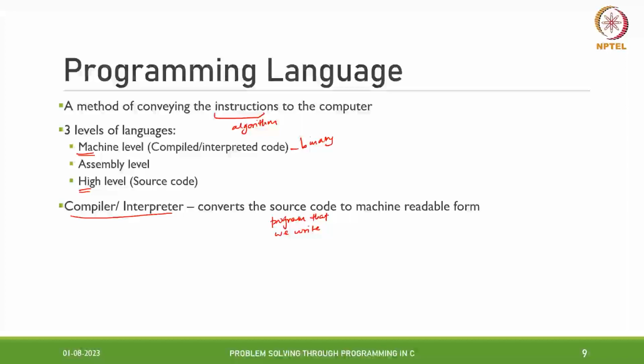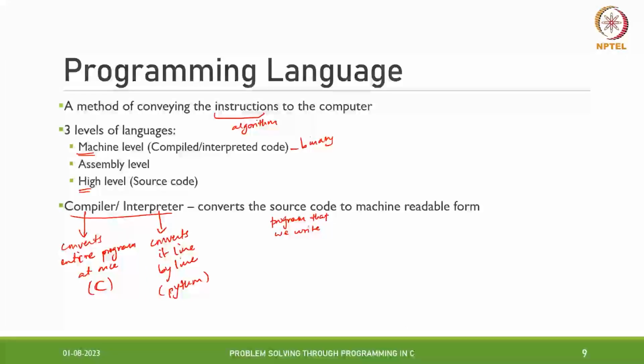And the difference between the compiler and the interpreter is that the compiler converts the entire program at once, while an interpreter converts it line by line. As we keep writing, it converts it line by line. So C, as we know it, uses a compiler, but there are many programming languages that use an interpreter. For example, Python has an interpreter, not a compiler, while C and C++ use compilers.